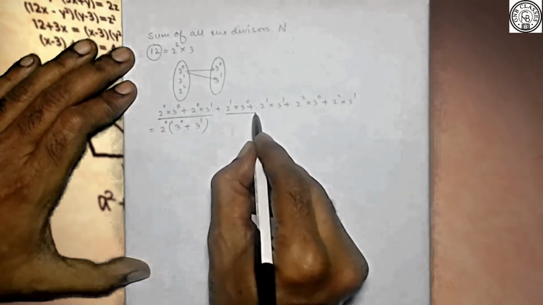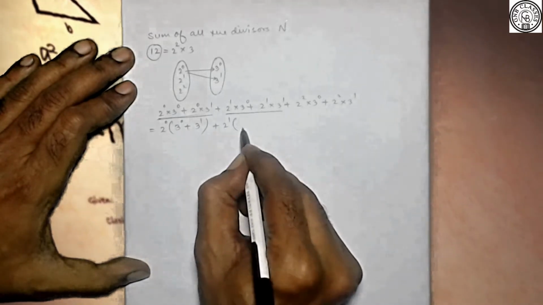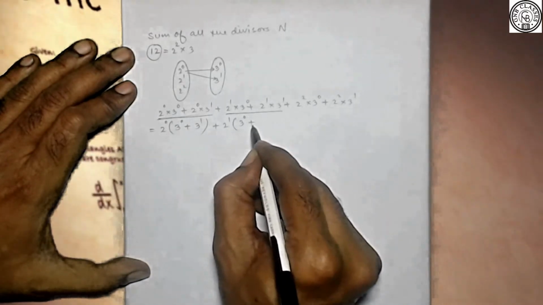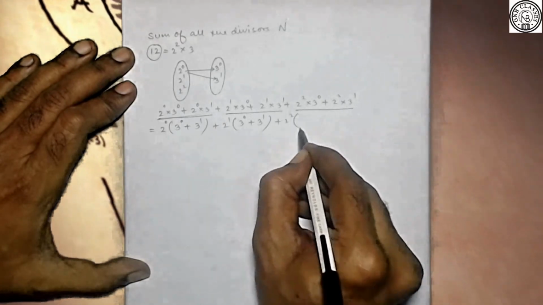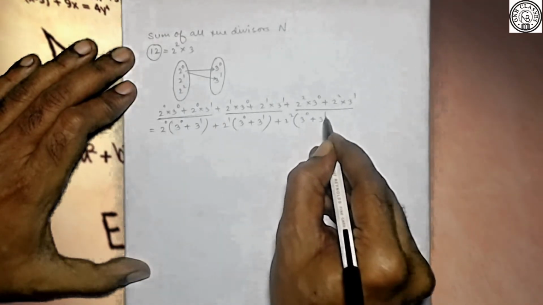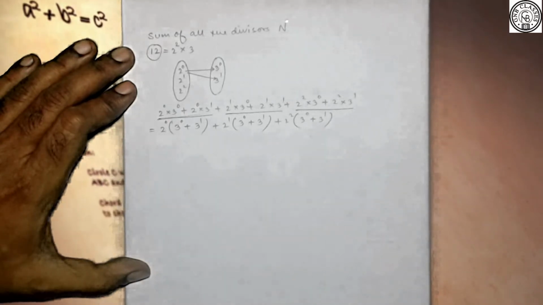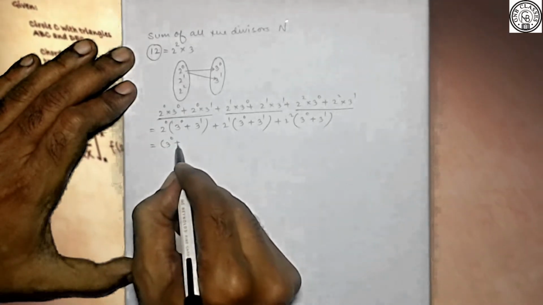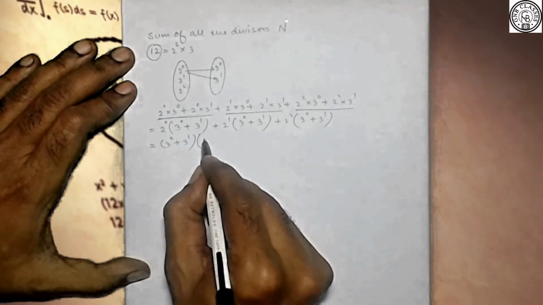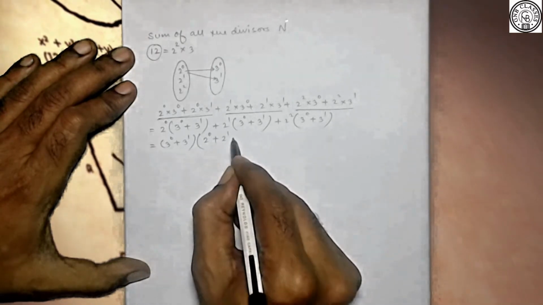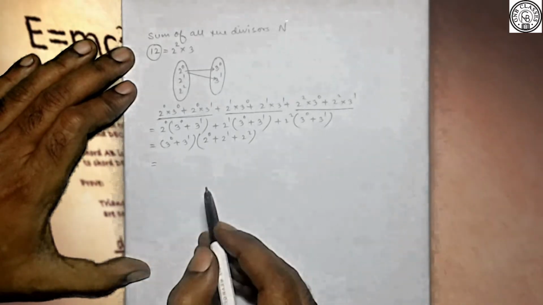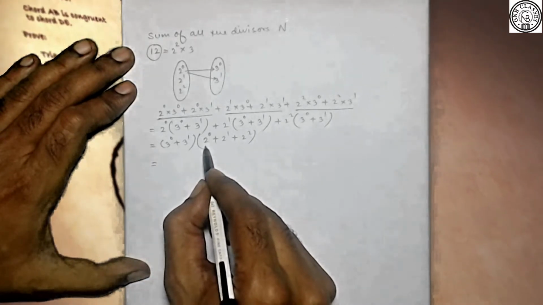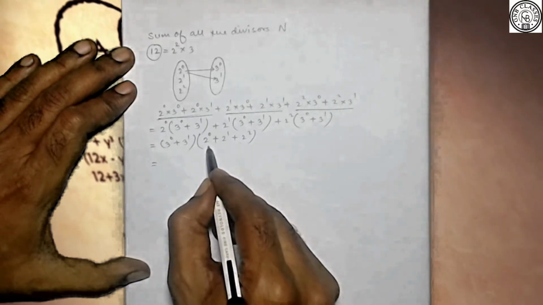If I take 2 to the power 1 common from this, we have 3 to the power 0 plus 3 to the power 1, and 2 square common from this, we have 3 to the power 0 again plus 3 to the power 1. Now if I take 3 to the power 0 plus 3 to the power 1 common, we are left with 2 to the power 0 plus 2 to the power 1 plus 2 square. Therefore, the answer will be 2 to the power 0 plus 2 to the power 1 plus 2 square. We can directly calculate this.